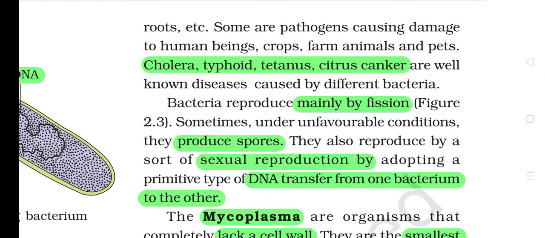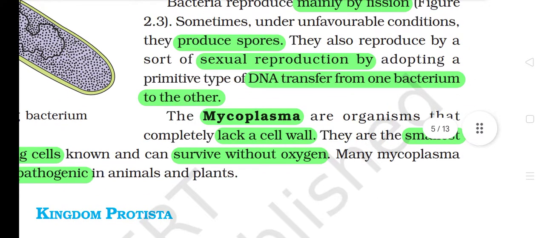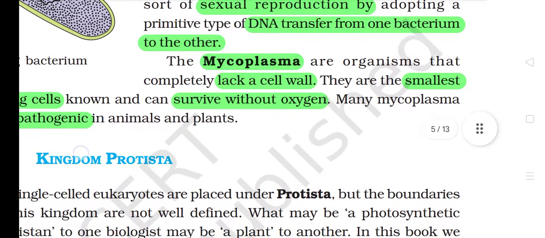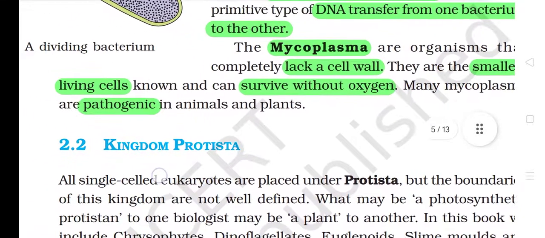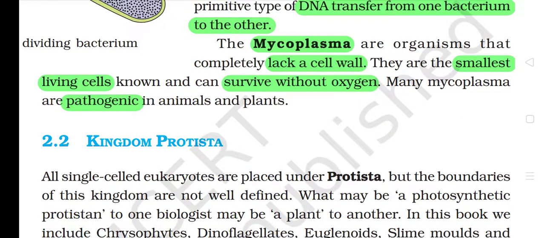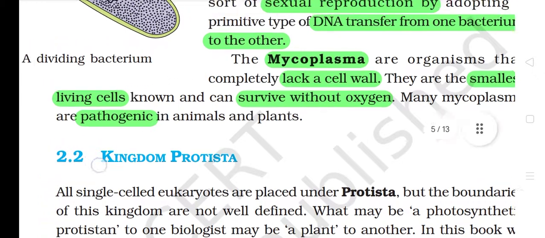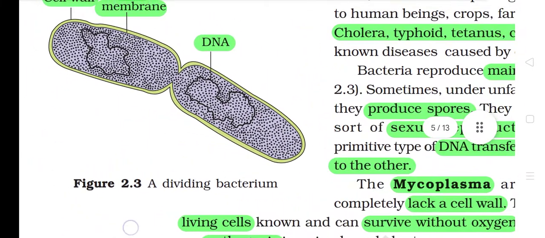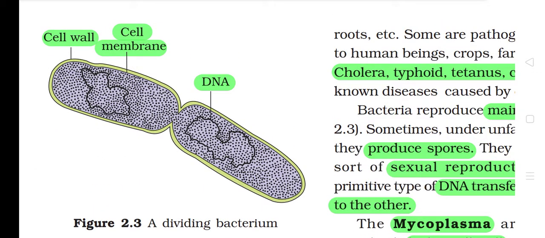Bacteria reproduce mainly by fission. Figure 2.3. Sometimes under unfavorable conditions they produce spores. They also reproduce by a sort of sexual reproduction by adopting a primitive type of DNA transfer from one bacterium to the other. The mycoplasma are organisms that completely lack a cell wall. They are the smallest living cells known and can survive without oxygen. Many mycoplasma are pathogenic in animals and plants. Figure 2.3. A dividing bacterium: cell wall, cell membrane, DNA.